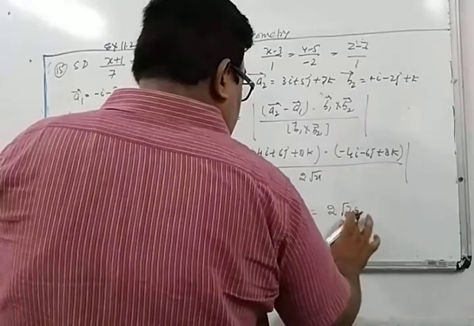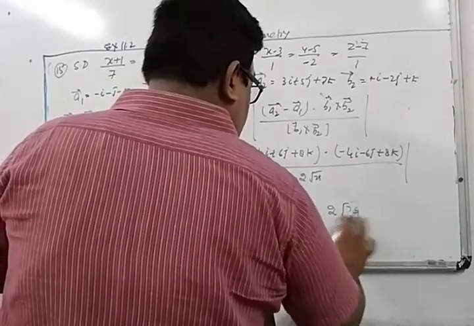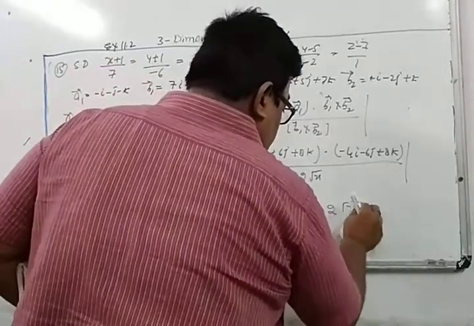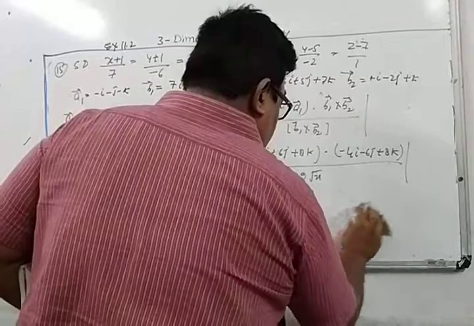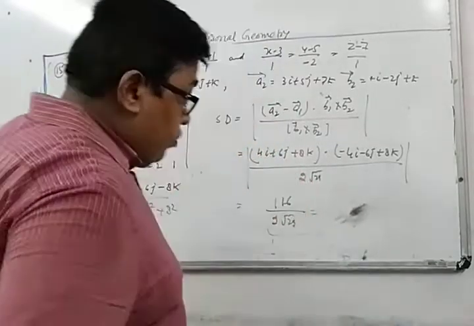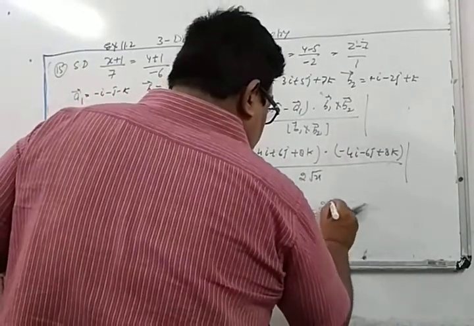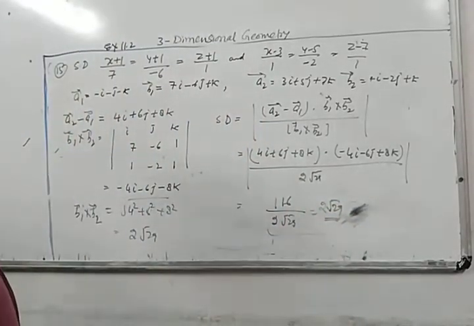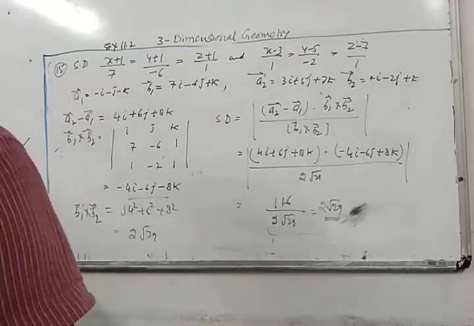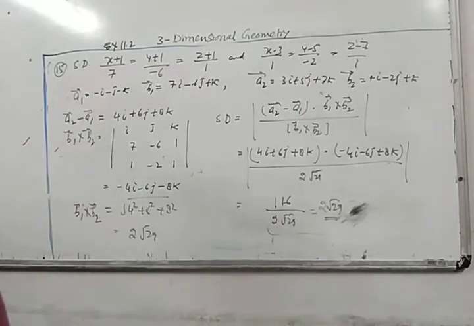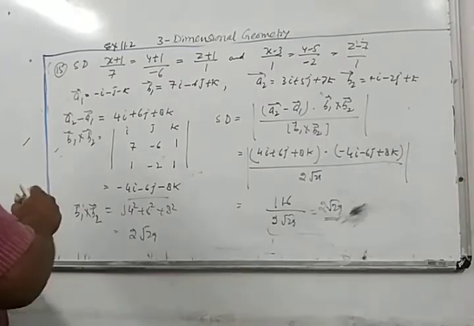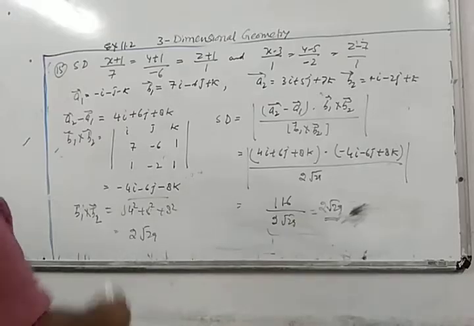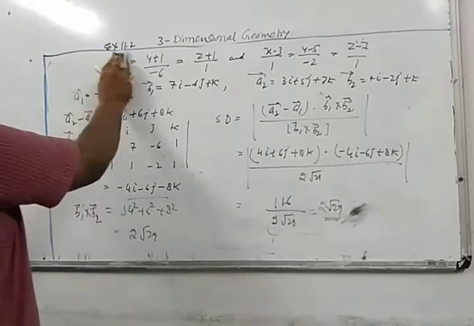So now 2 root 29 is the answer. This is the shortest distance between the two lines, 2 root 29. Now I am taking another question of a quite difficult form. This was question number 15. Now question number 16.